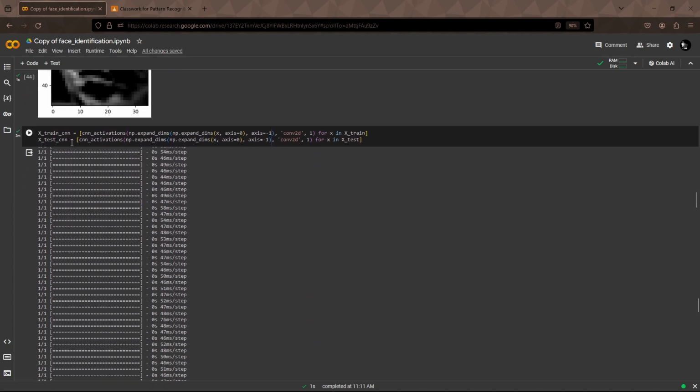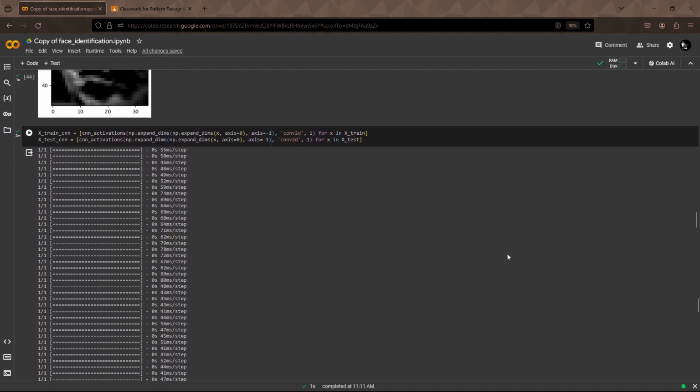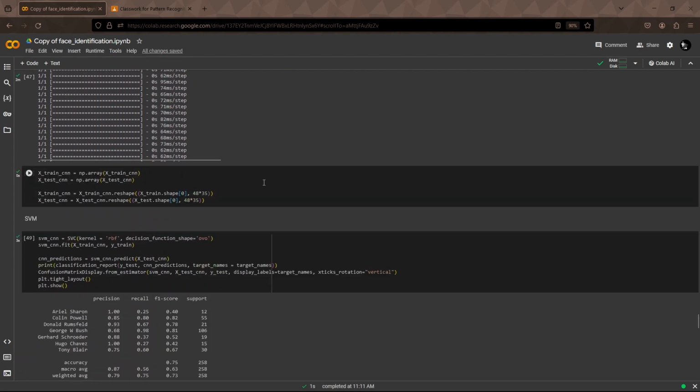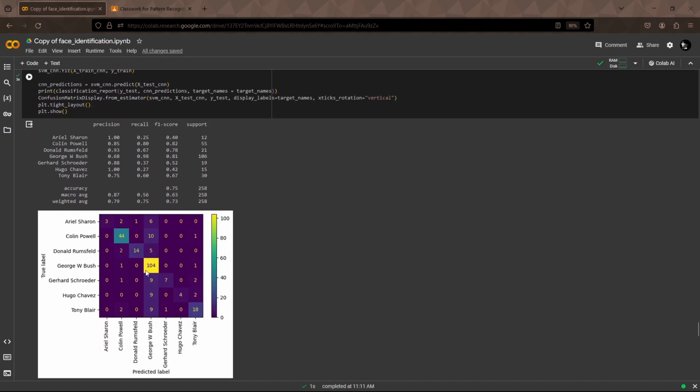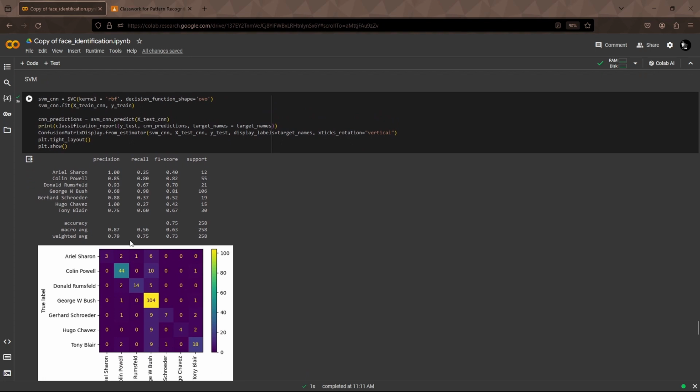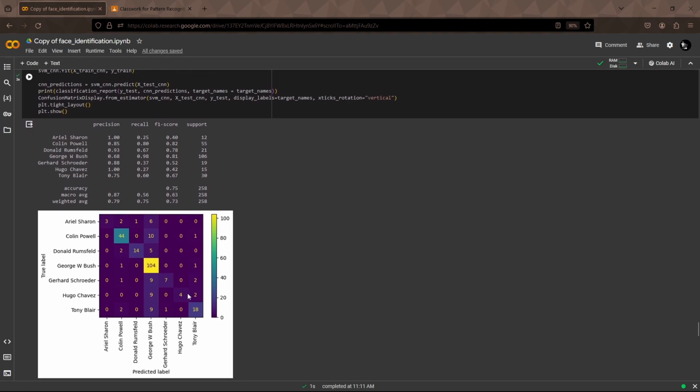Then we trained on the data for all this, and this is the result for SVM. You can see the accuracy is 75%, which is pretty solid. This is higher than the LBP one, and as you can see, the matrix also looks better than the LBP one. This quadrant looks diagonal, except for a few outliers.